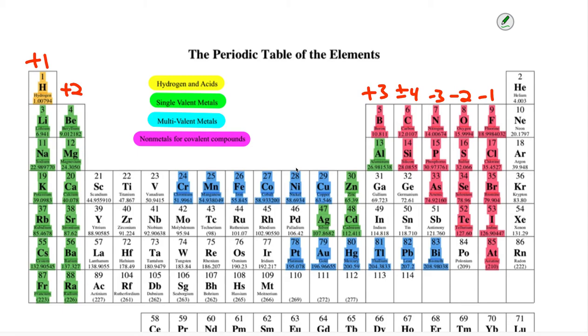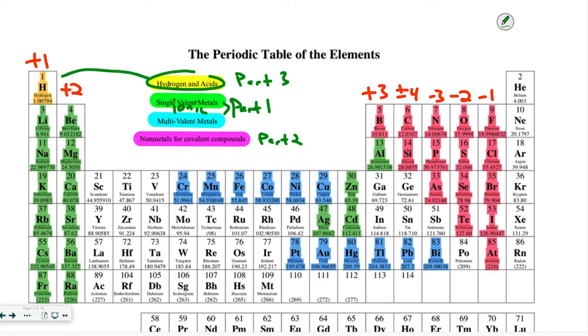All right, guys, so we're down to the last part, part 3 of the naming notes. We took care of part 1 for both single valent and multivalent, those were the ionic compounds. We just took care of covalent compounds with part 2, so this is going to be part 3. Part 3 is hydrogen and acids, which means every compound we're going to talk about for this part is going to start with H. Just H, so it's H and then something else.